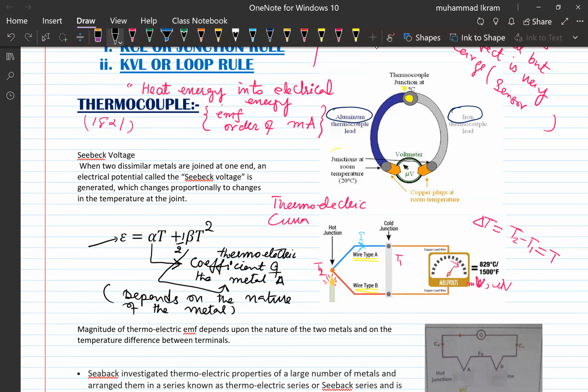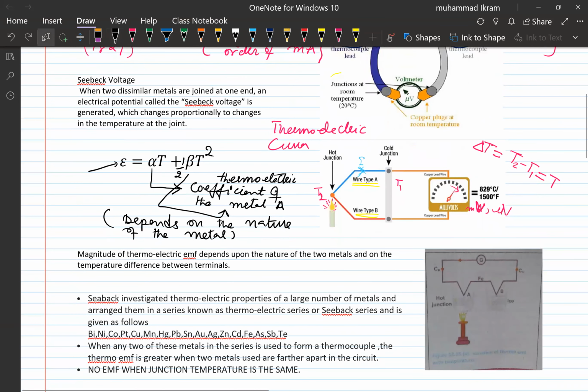So the most important feature here is that it depends on what? It depends on the change in temperature. Greater the change in temperature, greater will be the induced EMF. And during this process at the junction, the heat energy is actually converted into what? Into electrical energy.